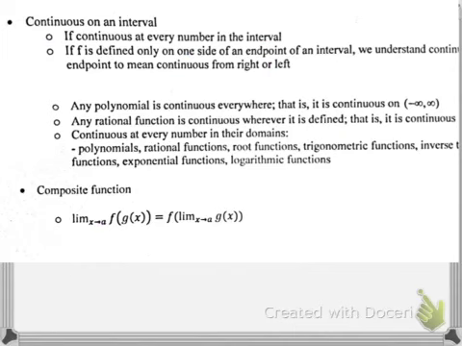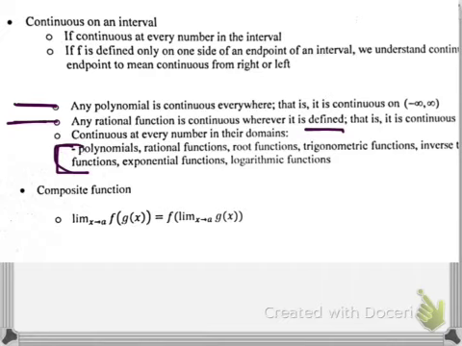Okay, so to be continuous on an interval, f is continuous at every number in the interval. If f is defined only on one side, then we understand continuity to only mean that one side. Okay, here's the important part. A polynomial, x squared, x cubed, x to the fourth, is continuous everywhere, negative infinity to infinity. Okay, a rational function, 1 over x minus 3, is continuous where it's defined. So obviously it's not continuous where it's going to have an asymptote. And then all of our functions, polynomials, all of these are continuous for every number in their domain.